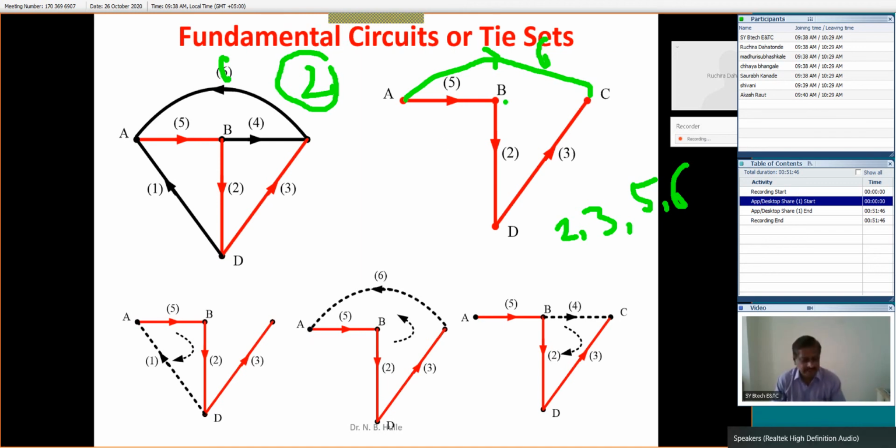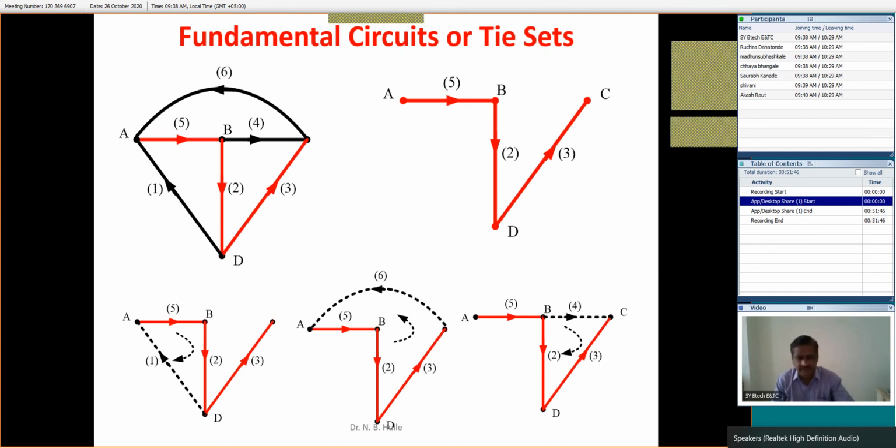But what should be the direction of the current of that particular loop? Generally, in mesh analysis or KVL, we assume a random direction. But here there is no choice for assuming a random direction. We have to assume the direction as per the rules. The rule is: look at the direction of this co-tree branch, and the loop current will be assumed to suit this particular co-tree branch. If it is upward, then it should be clockwise.